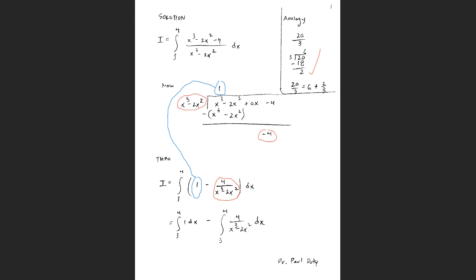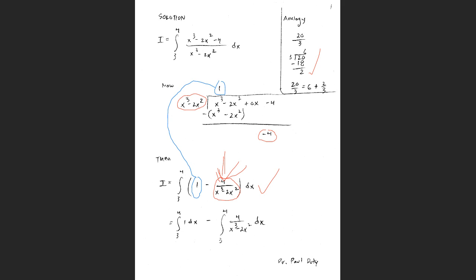Okay, well, so now let's continue. Now notice this remainder, well, or this, I want to be careful, as the 4 divided by x cubed minus 2x squared. The 4 in the numerator is of less degree than the denominator. So we're ready to roll with partial fractions.